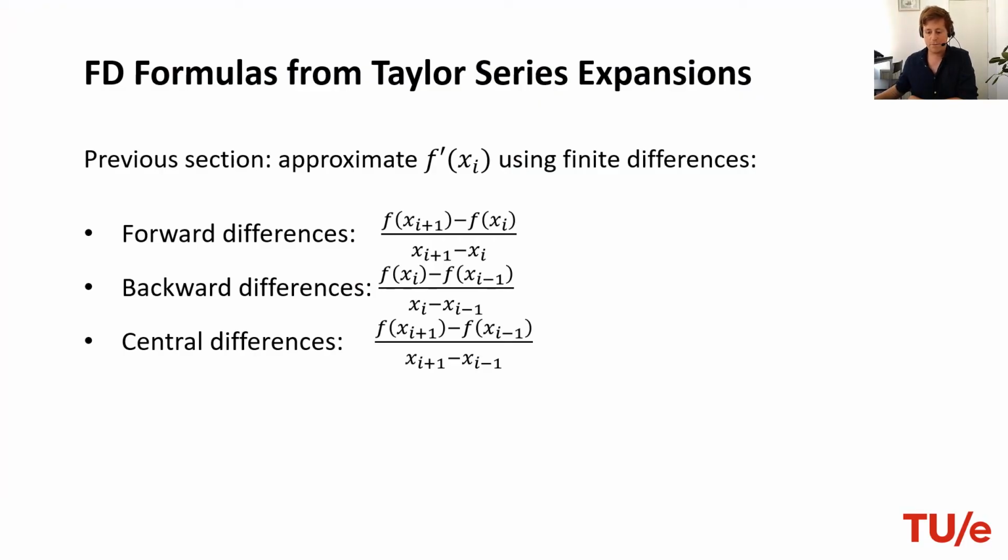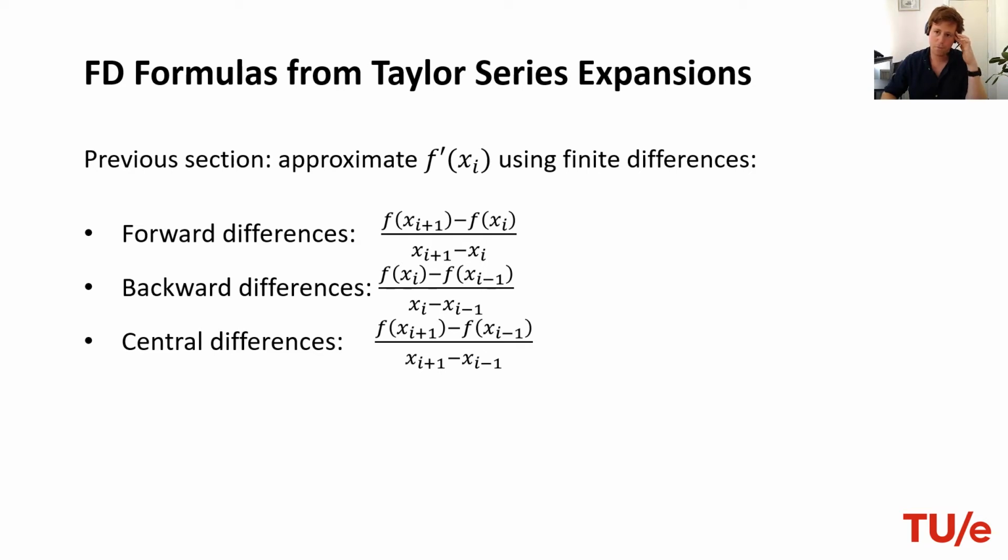Now, in the previous section, we already introduced quite some finite difference formulas, mainly the forward differences, backward differences, and central differences. And we actually came up with these formulas mainly from intuition. So the idea of approximating the tangent to a function by either taking a slope between a point and the point to the right of it, which is a forward difference, the point to the left of it, which is a backward difference, or points surrounding the current point that we're looking at, which is then a central difference.